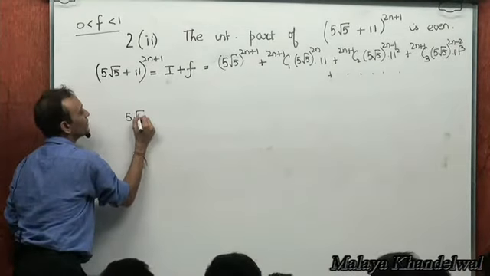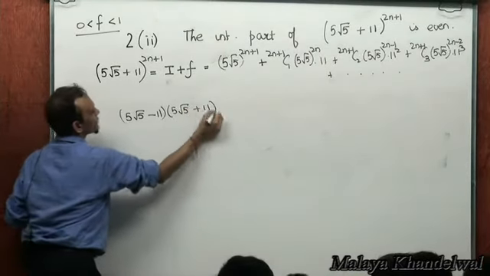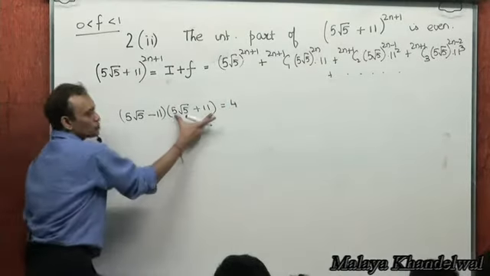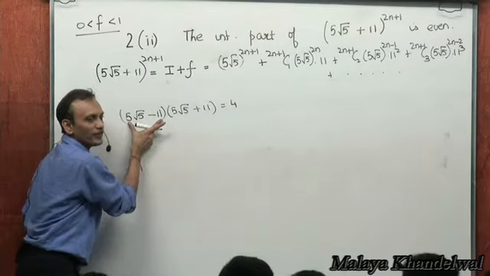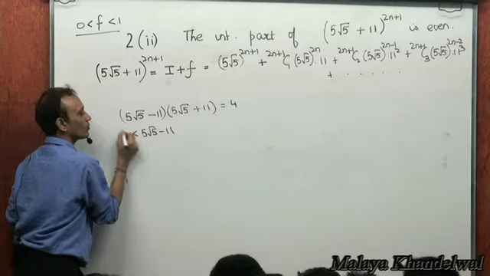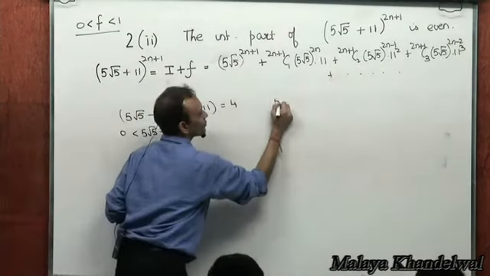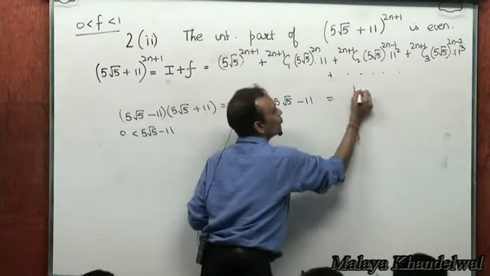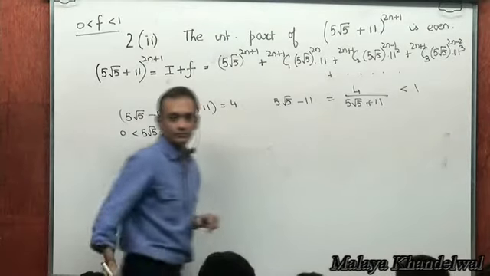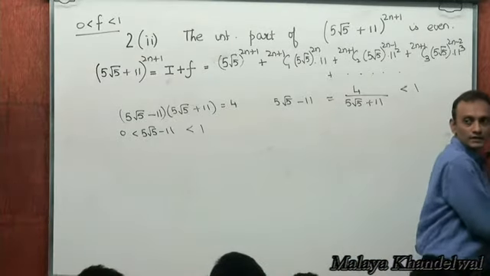look at 5 root 5 minus 11 into 5 root 5 plus 11. 125 minus 121, that is 4. The product is positive, so 5 root 5 minus 11 must be positive. And 5 root 5 plus 11 times 5 root 5 minus 11 is 4. 5 root 5 minus 11 is 4 divided by 5 root 5 plus 11. So, which is less than 1? So, this is always less than 1, right? Greater than 0, but less than 1.